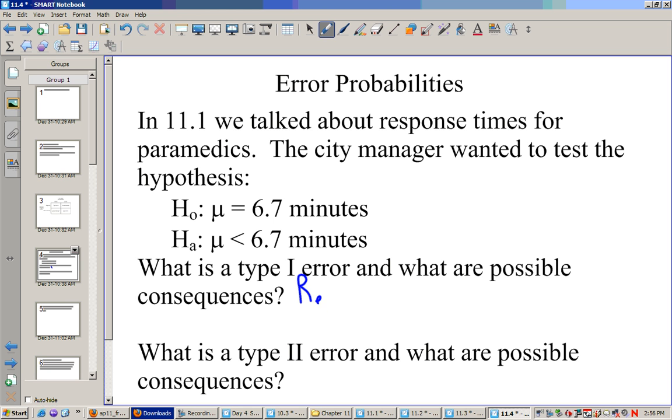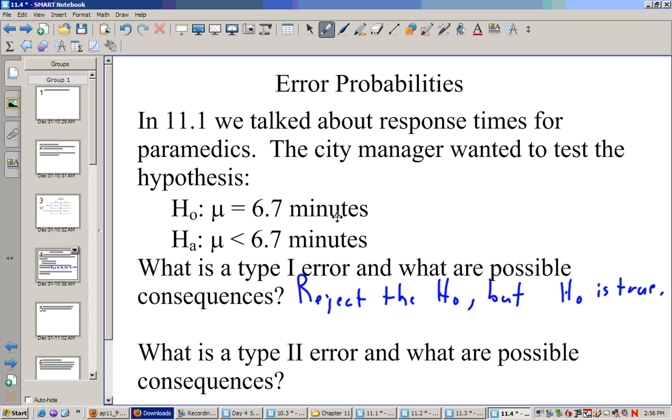So we reject the null. I could just say reject the null hypothesis, but H0 is true. So the possible consequences of that.